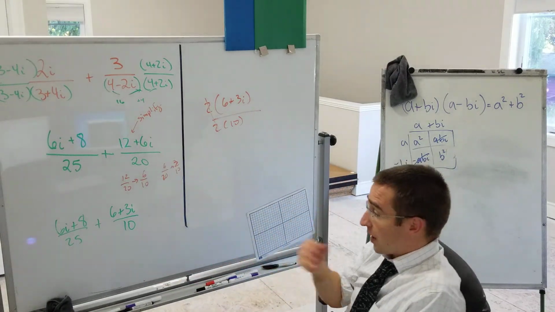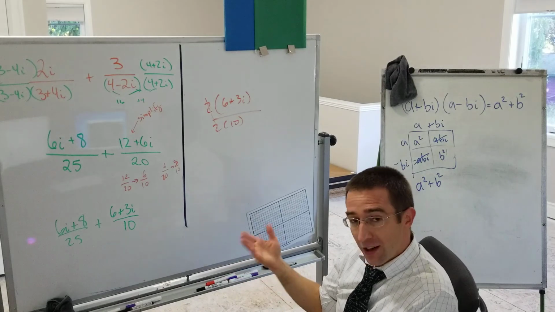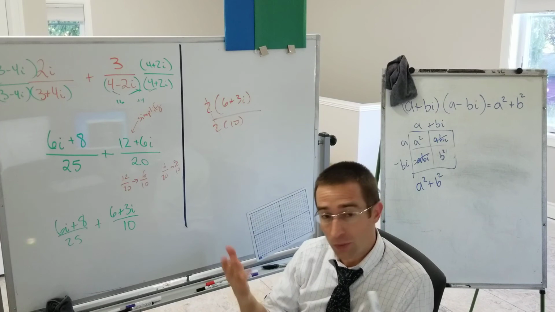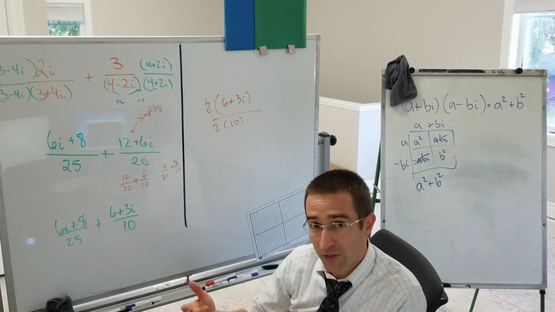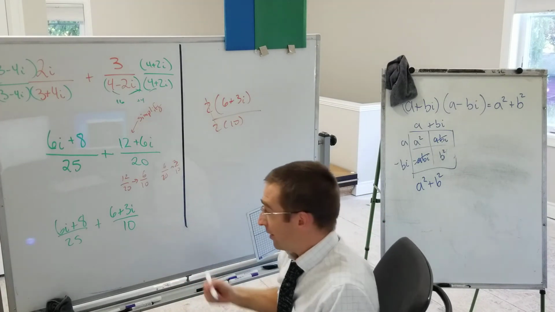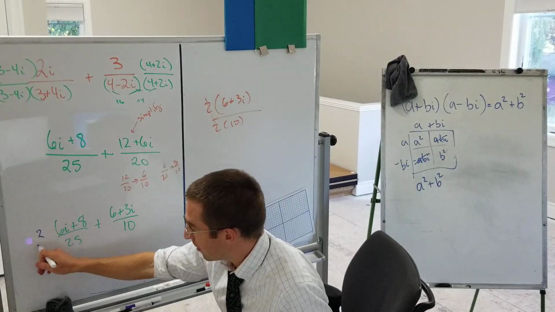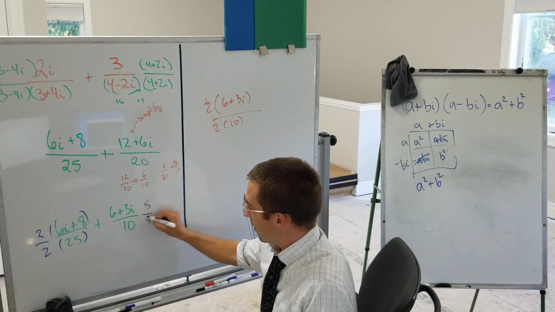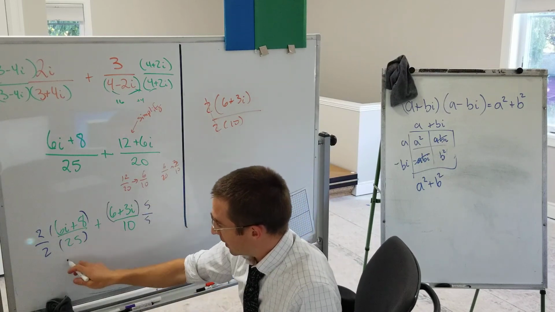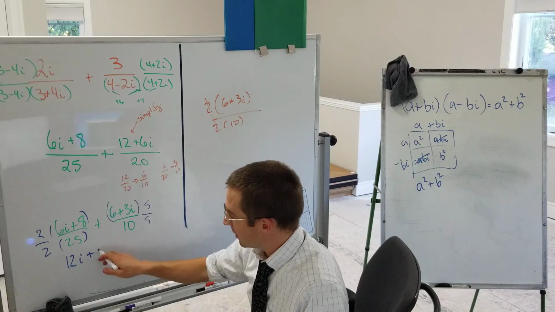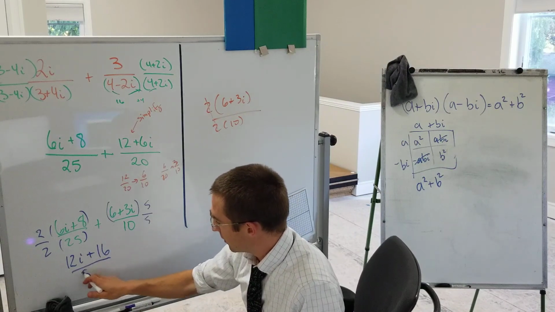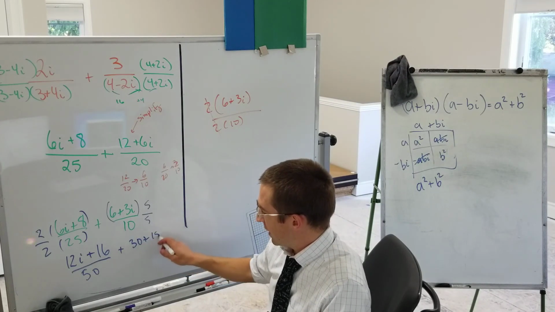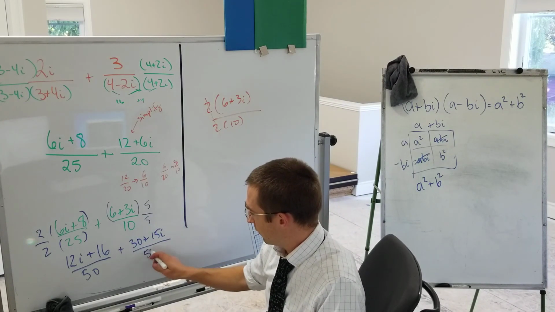Now, I can more easily find a common denominator. What do 10 and 25 both divide into? Or what's a common multiple of them? Well, it would be 50, right? I need this to be 50, so I'm going to multiply by 2 over 2. I need this to be 50, so I'm going to multiply by 5 over 5. That gives me 12i plus 16 over 50 plus 30 plus 15i over 50.